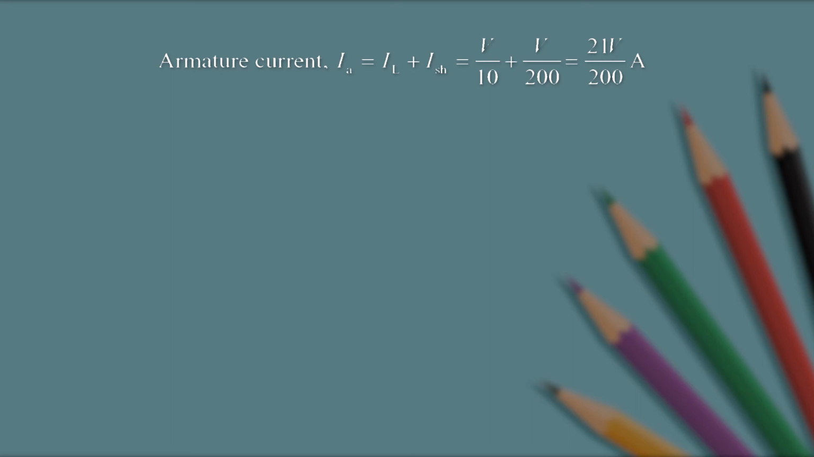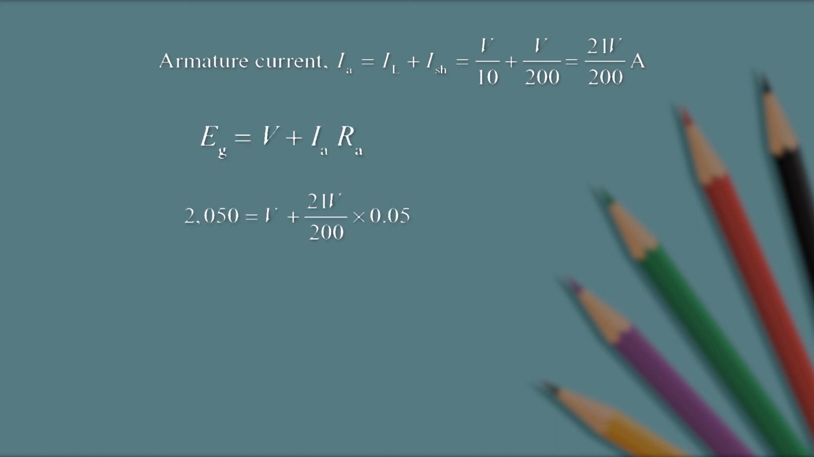Now as you know, if you apply the KCL in the given circuit, this armature current can be written as IA equal to IL plus ISH. The value of IL is V upon 10, and the value of ISH is V upon 200. So the value of this armature current is equal to 21 V upon 200 ampere.